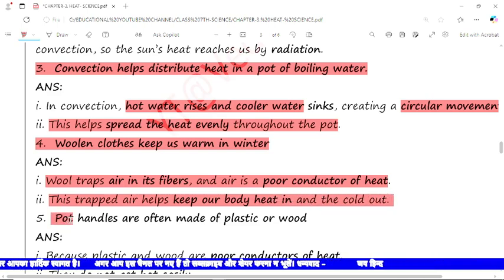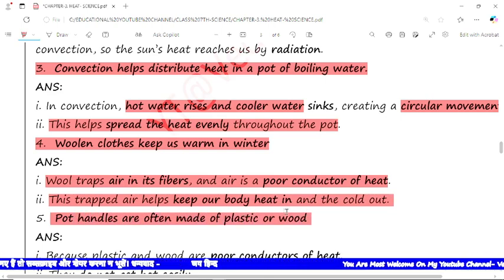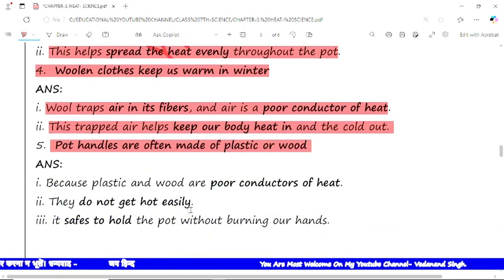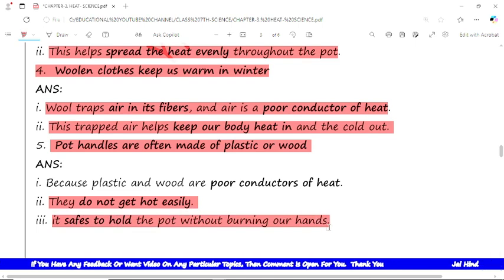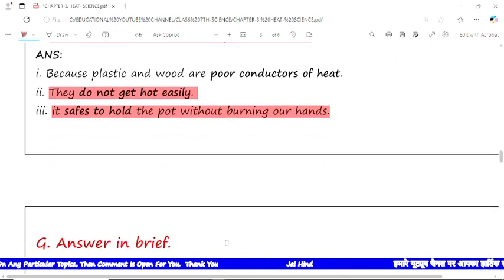The next statement is pot handles are often made of plastic or wood. It is because, first, they are poor conductors of heat, that's why they are made of these. And the next is they do not get hot easily. Along with this, it is safe to hold the pot without burning our hand, which means we can hold it with the hand. There is no harm for us.